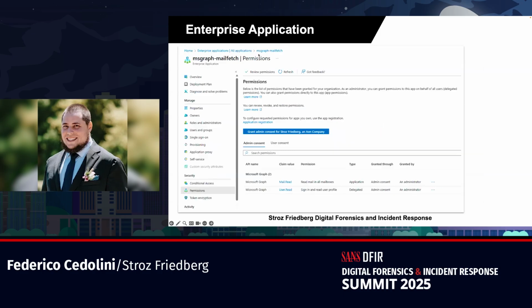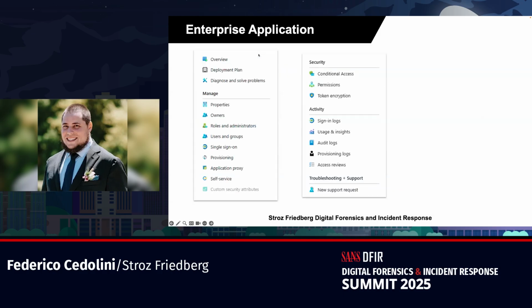So now let's look at the enterprise applications. Let's look at the service principal. It is very similar to the app registration. We can see here a very similar menu on the left, and we can see the actually consented permissions in the environment. And the applications will be interacting through this service principal in your environment.